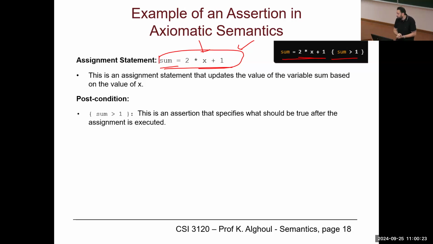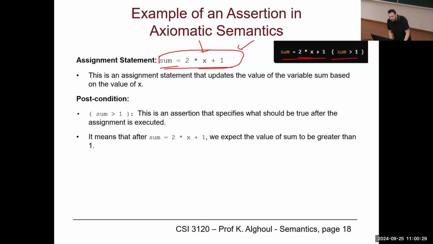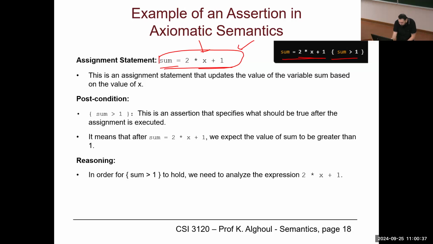Yes? It doesn't always have to have a precondition and a postcondition. We're going to see it, step by step. After sum equal 2 times x plus 1, we expect the value of sum to be greater than 1, correct? And in order for this sum to be greater than 1, what do we need? A precondition. So how can I guarantee this postcondition? I need to also have a precondition.